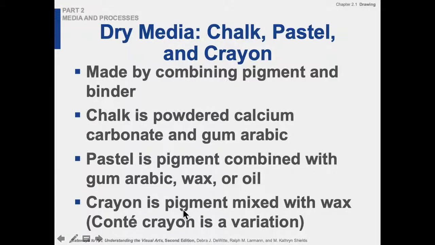Okay, so crayon is a pigment mixed with wax. A Conte crayon is a special formula the Conte people have kept a hold of, so we don't exactly know how that's broken down, but it's pigment, wax, and I want to say probably a little bit of oil.